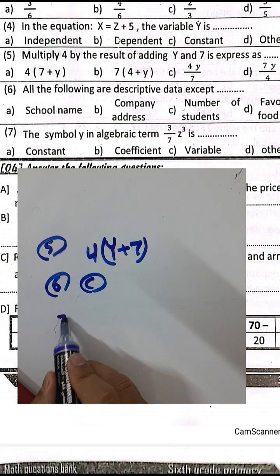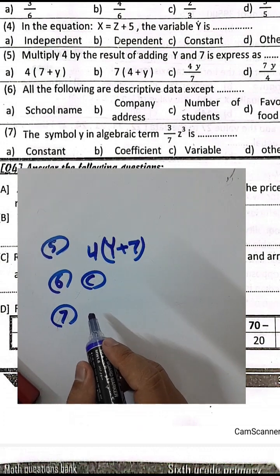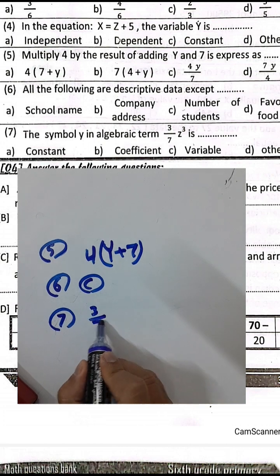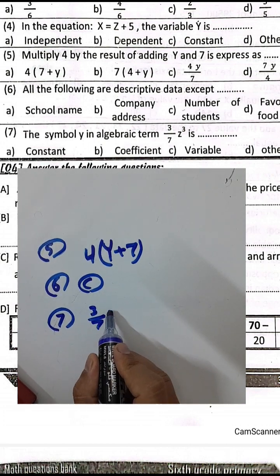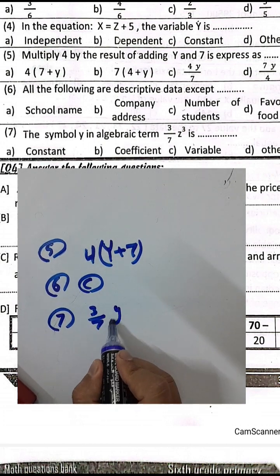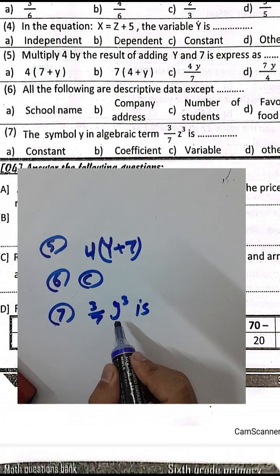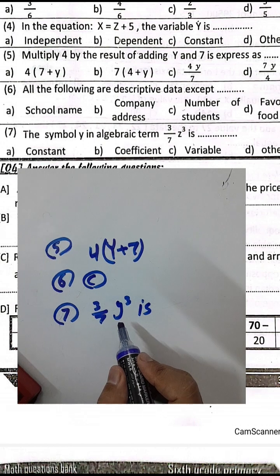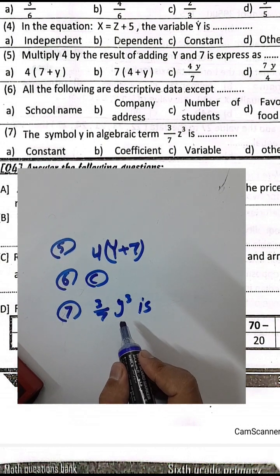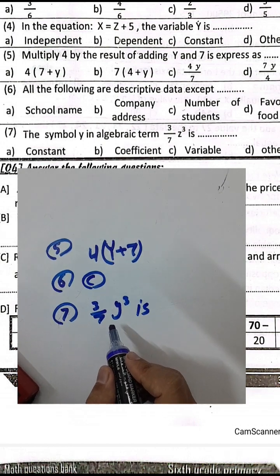Question 7. Simple y algebraic term 3 over z over 7 y power 3 is what? Symbol y is algebraic term. This question was false, okay?